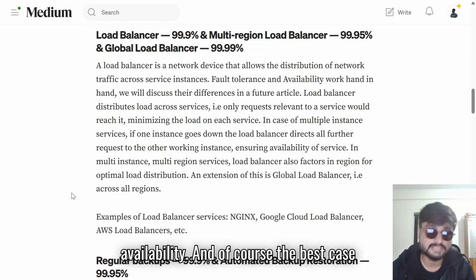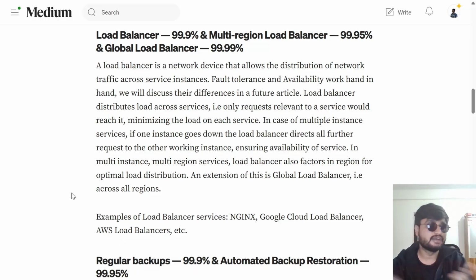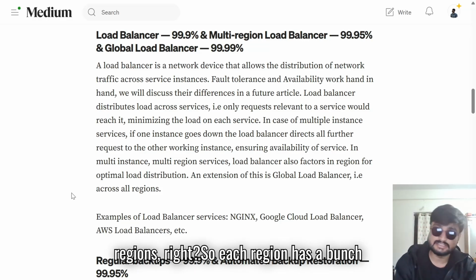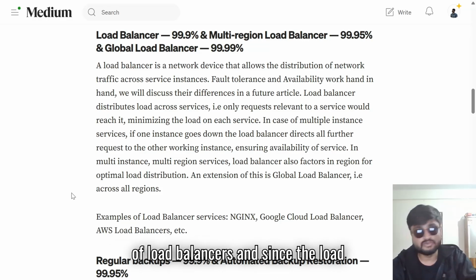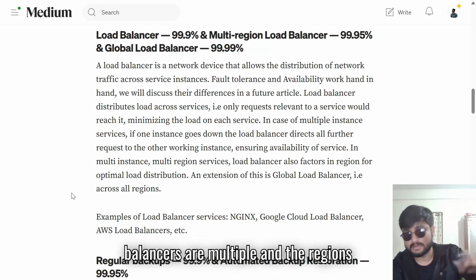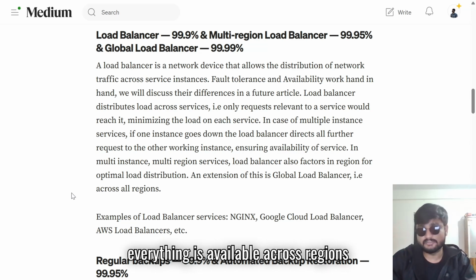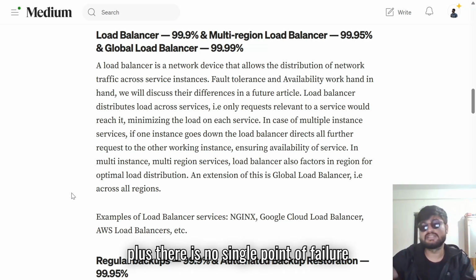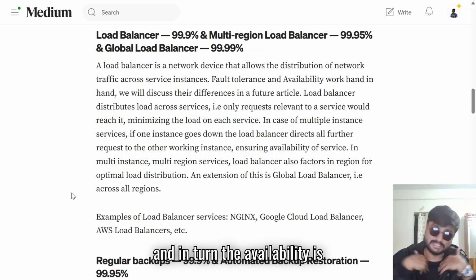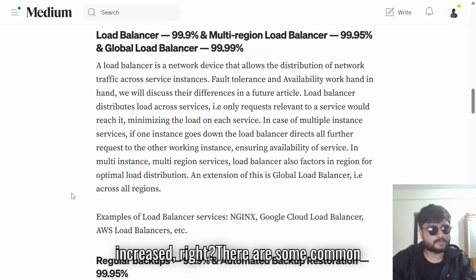And of course, the best case scenario is having a global load balancer which is available across all different regions, right? So each region has a bunch of load balancers, and since the load balancers are multiple and the regions are multiple, it makes sure that everything is available across regions. Plus, there is no single point of failure, and in turn, the availability is increased.